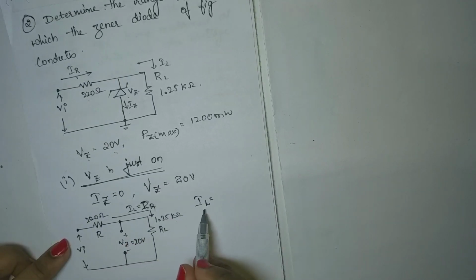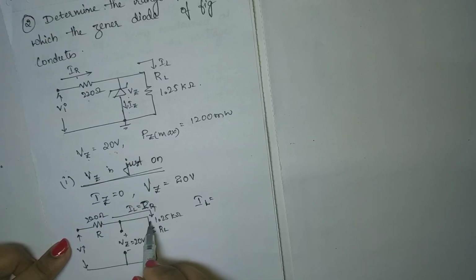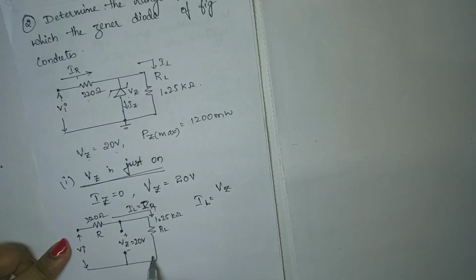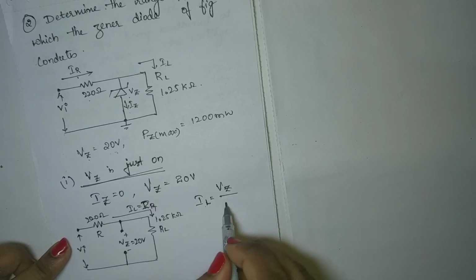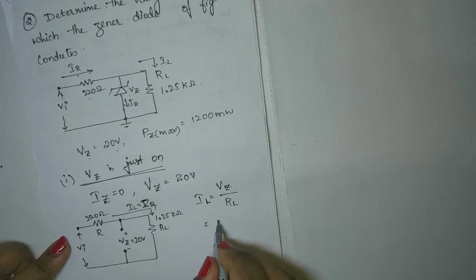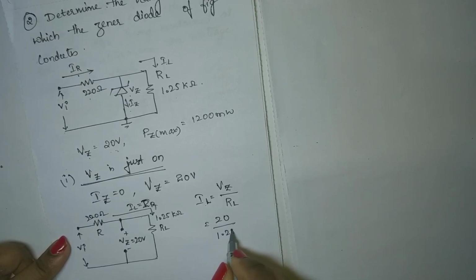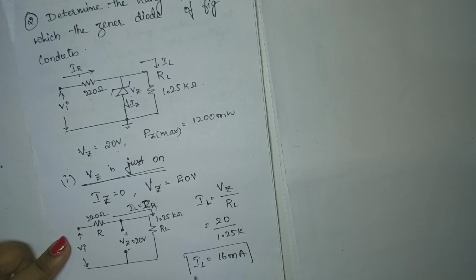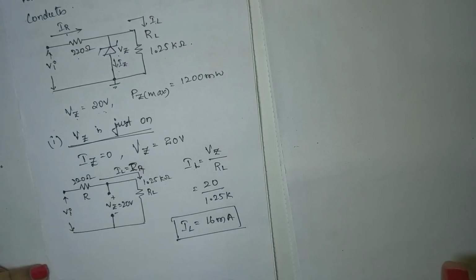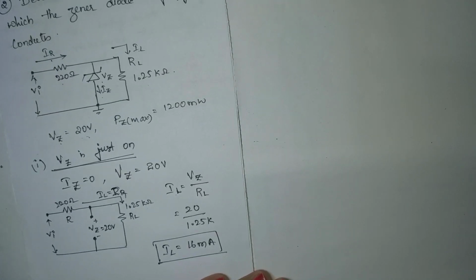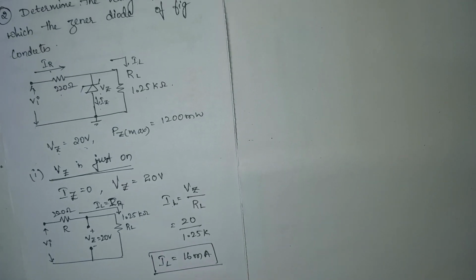Now to find IL, I can take IL as the current flowing through this RL. I can say IL is equal to VZ divided by RL, since VZ is the voltage drop across RL. What is the value of VZ? It is 20 divided by 1.25 kilo. So the value of IL will be equal to 16 milliamps. This is the current flowing through RL when the Zener diode is just off.